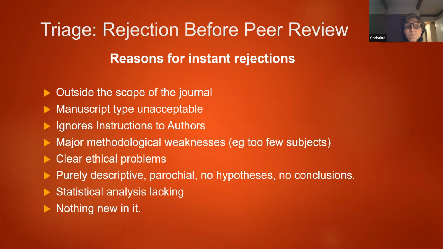So papers are triaged by the editor and their staff before they send out for peer reviews. These are the common reasons for instant rejections. These are the things you want to avoid. So it's outside the scope of the journal. And again, you've already submitted an inquiry to the editor. You have looked at typical papers published in that journal, so that you don't have to worry about being outside the scope of the journal if you've done your homework.